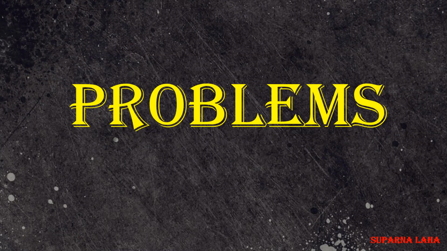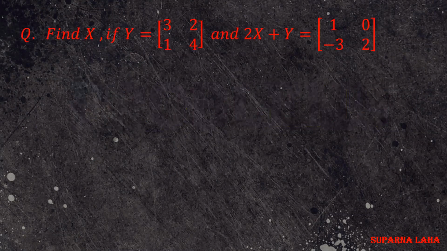I have taken these from exercise 3.2 of your NCERT book, and the question numbers and all the descriptions are given in the description box. So here is your first problem. You need to find the X matrix if Y is given in matrix form, that is a 2 cross 2 matrix, and the equation is given, 2X plus Y, which is also a 2 cross 2 matrix. You need to find the value of X.